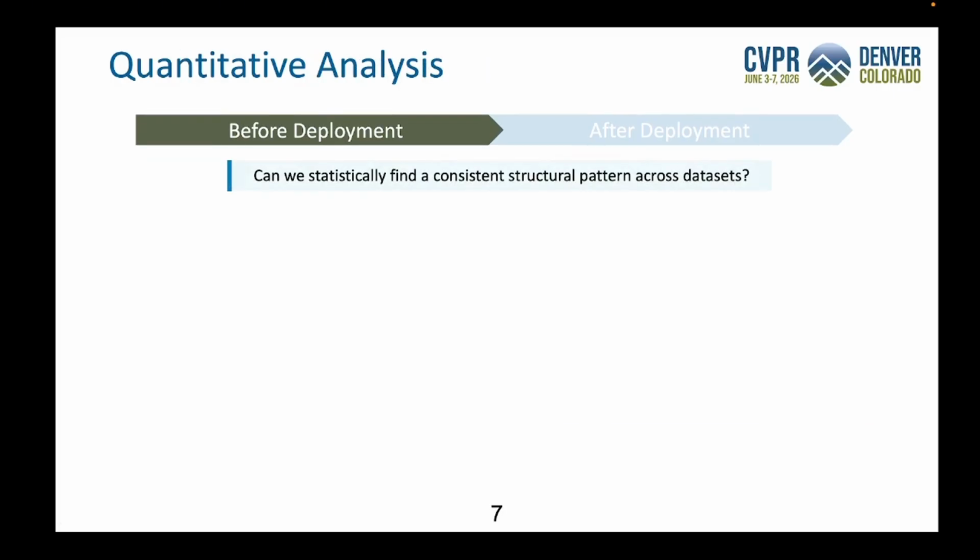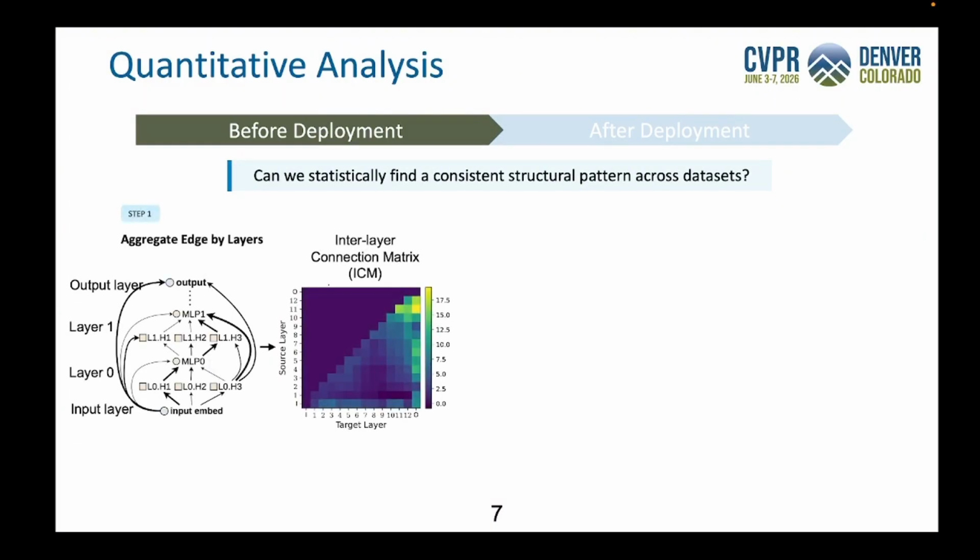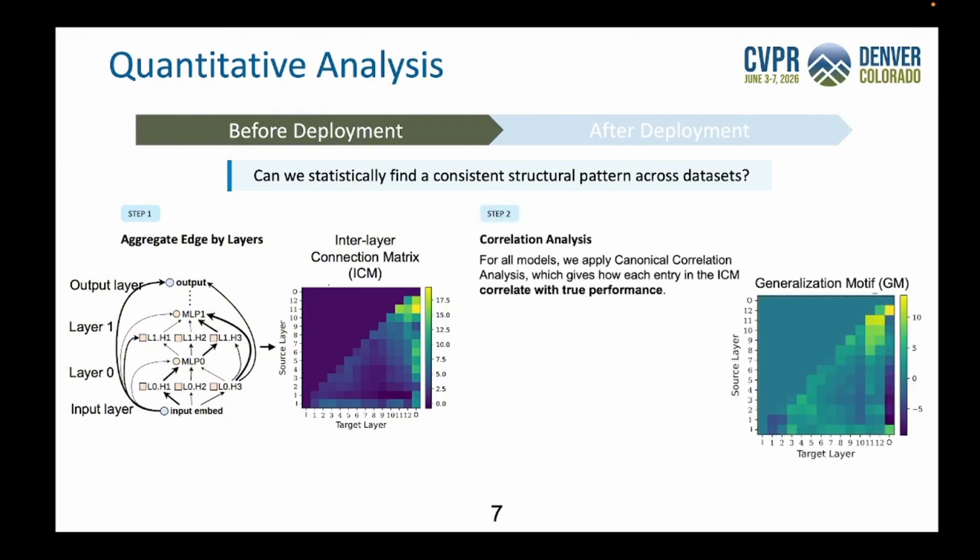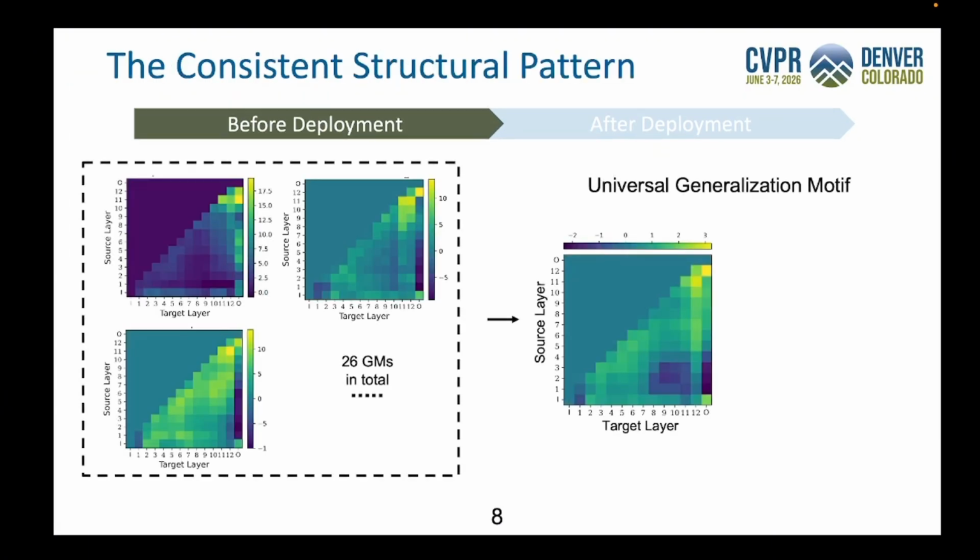Then we analyze the structural trend statistically across different datasets. In the previous observation, the trend appears to be layer-wise, so we first aggregate the circuit by layers. This results in an interlayer connection matrix, or ICM. Then for all models, we apply canonical correlation analysis, which gives how each entry in the ICM correlates with true performance. This returns a matrix of the same size, which we call the generalization motif. Finally, we average GMs across all datasets, which gives us the universal generalization motif. The resulting pattern remains consistent with our previous observations.